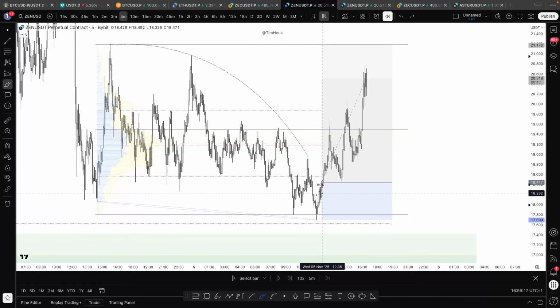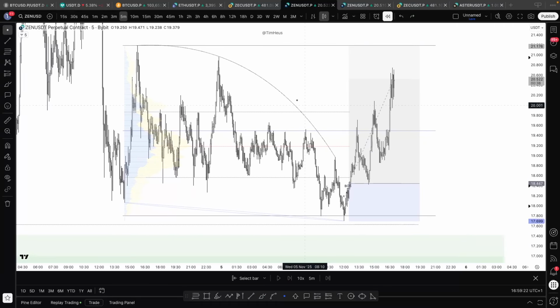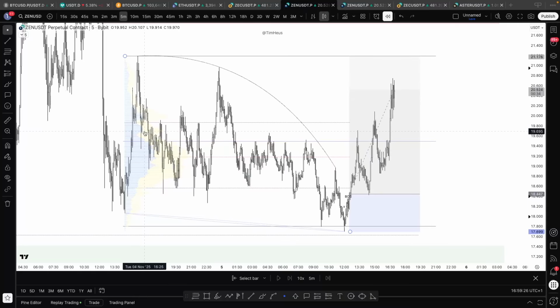The break of structure here was, in the end, pretty aggressive. It was just a clean model, leaving amazing liquidity behind. So that was the reason I took the trade. Let's now go over to the loss, because I took a small loss on ZEC.